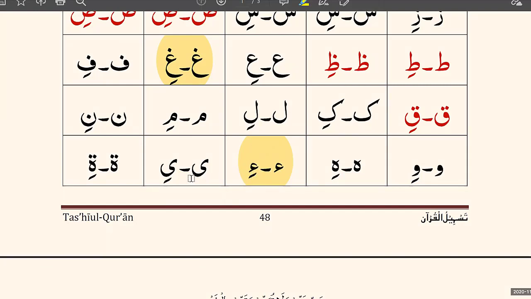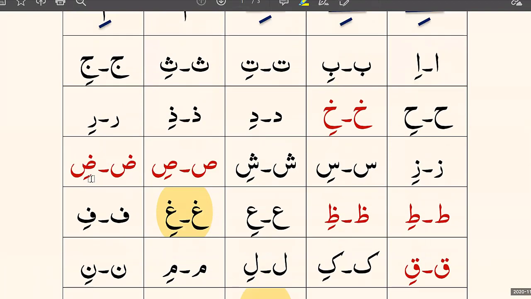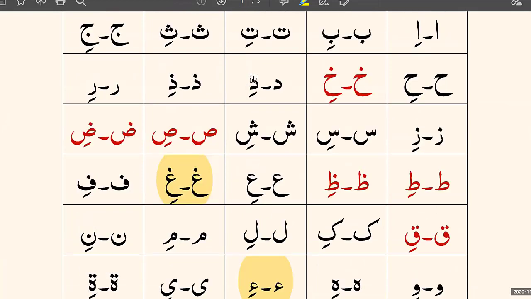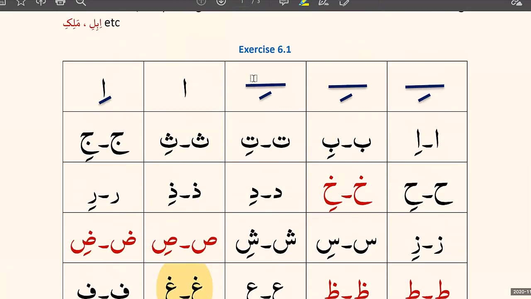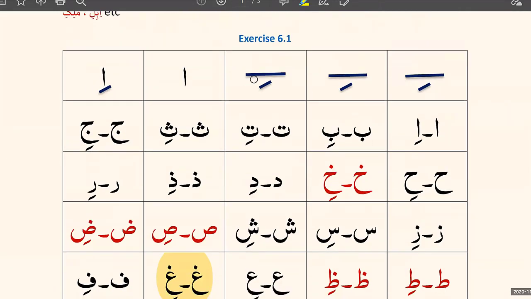So ya and yi, ta and ti. We know that this ta is a ta marbuta, connecting ta, and this ti is the same ta with this shape, and the shape here in the third column of the second row is the same. So can we have another person on the mic who is able to read this exercise 6.1 from line number 2, please?